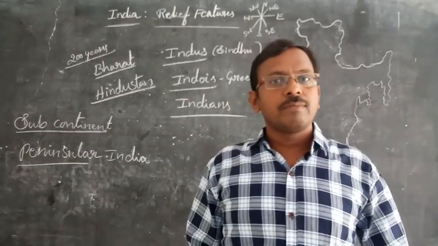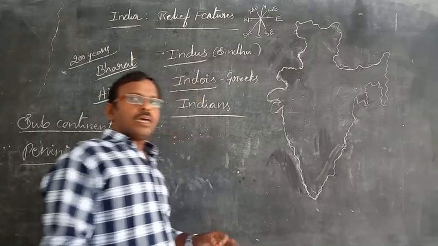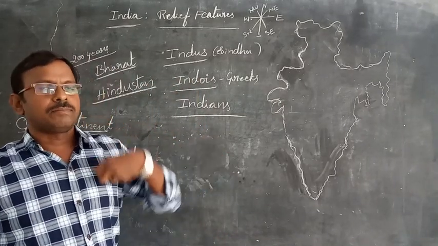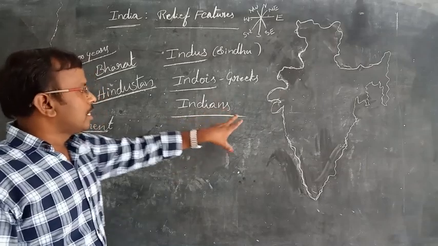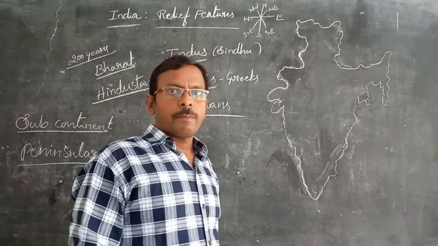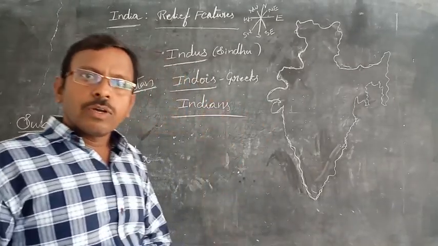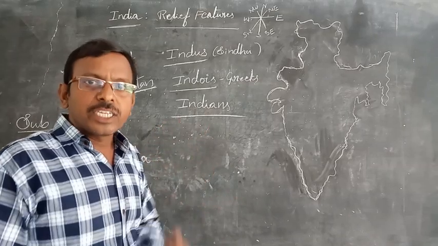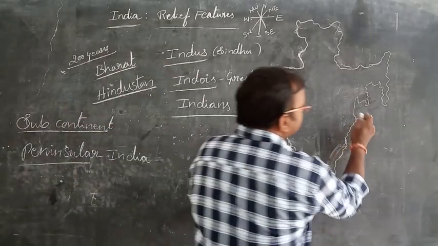Peninsula means the land which is covered on 3 sides by water. The land which is covered on 3 sides by water is called a peninsula. So India is also a peninsula. Why? Because India is also covered on 3 sides by water. How? See here, this is India.